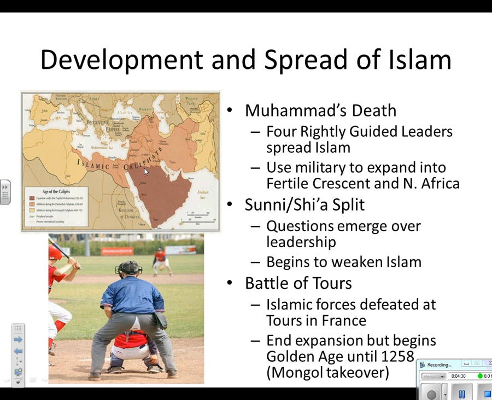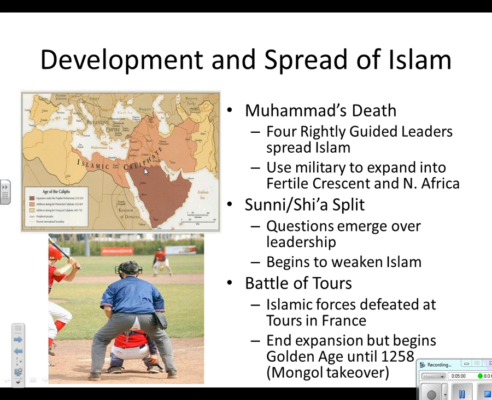After the 4 rightly guided leaders, there were some other leaders who didn't follow the rules of Islam as well as they should, which we'll talk more about in a couple slides, what those rules are. But as a result, there starts to be some questions over who should be the next leader of Islam. And this causes them to split into 2 groups, the Sunni and the Shia. The Sunni believe that any devout follower of Islam is allowed to be the next leader, while the Shia believe they have to be in the direct bloodline of Muhammad.